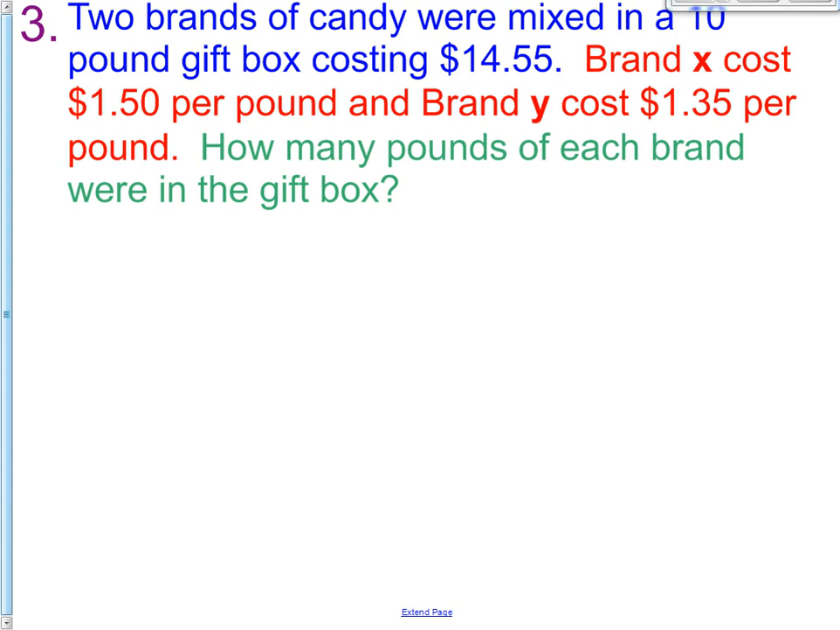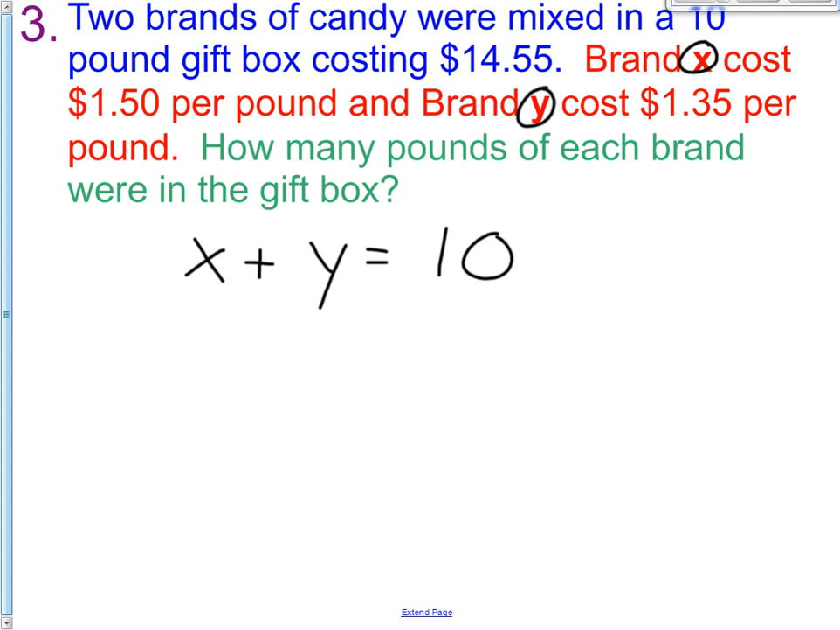Well, if we think about this, 2 brands of candy were mixed in a 10-pound gift box. So I know that the candy is X and Y. So X, however many pounds that is, and Y, when they were mixed, we got ourselves a 10-pound gift box. Maybe there was 3 pounds of X and 7 pounds of Y to get 10. We don't know. We just know that the 2 candies together, when you add them up, equals 10 pounds.